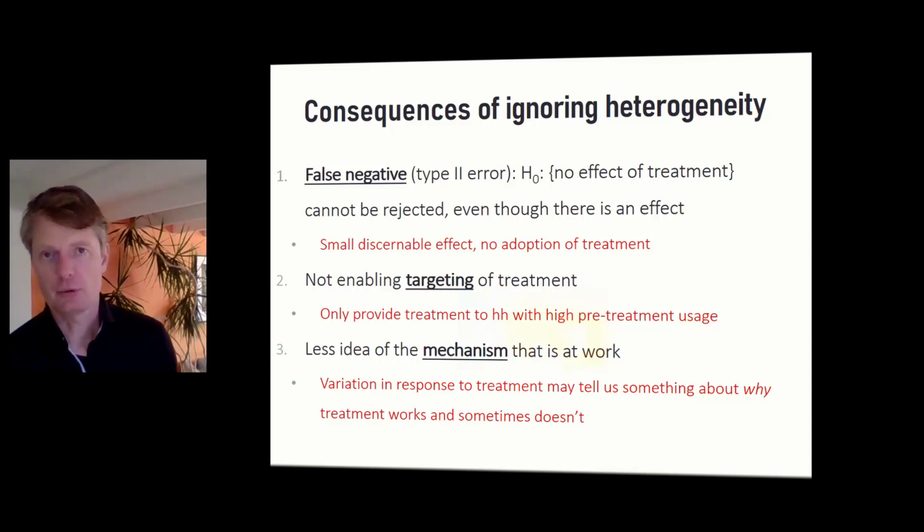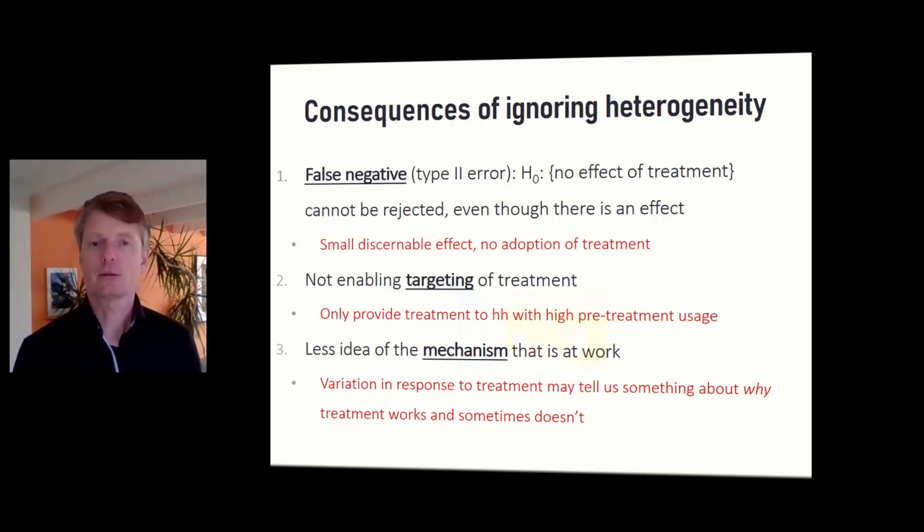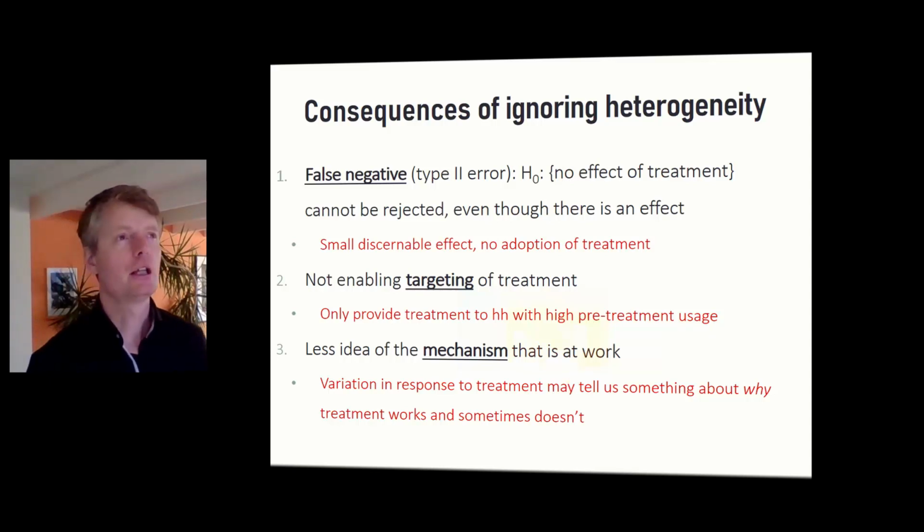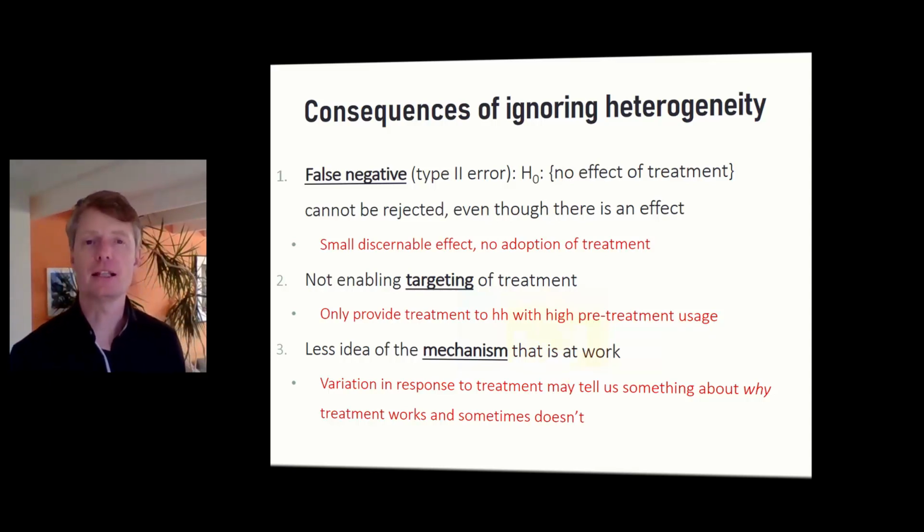Say that we will only report this average treatment effect. What consequences would it have? Well, first of all, and that's something that I alluded to earlier, we may well conclude that this treatment does not have much of an effect, and then actually decide not to adopt it, either as a business or as some government agency, foregoing any benefits that the treatment has for specific subgroups. So basically, it may lead to false negatives.